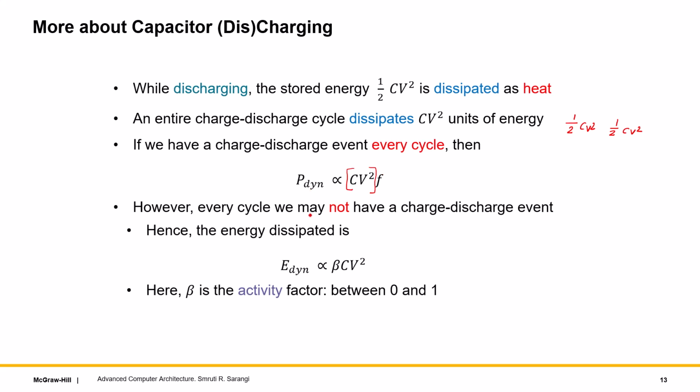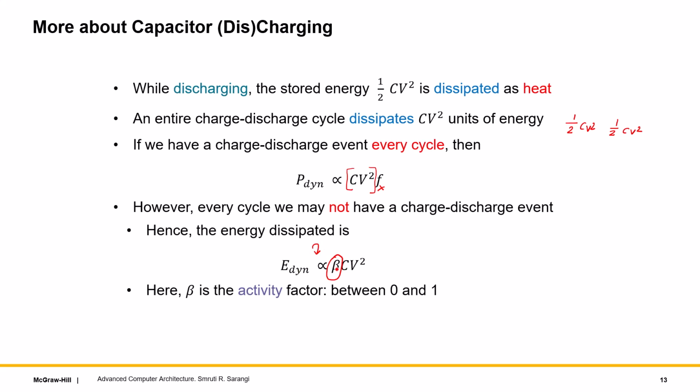But the point is that every cycle we may not have a charge discharge event. The reason being that our functional unit may not be active every cycle. Let's say it's active every alternate cycle. So what we will need to do is multiply this equation. So let's look at energy first. I've removed the frequency term.